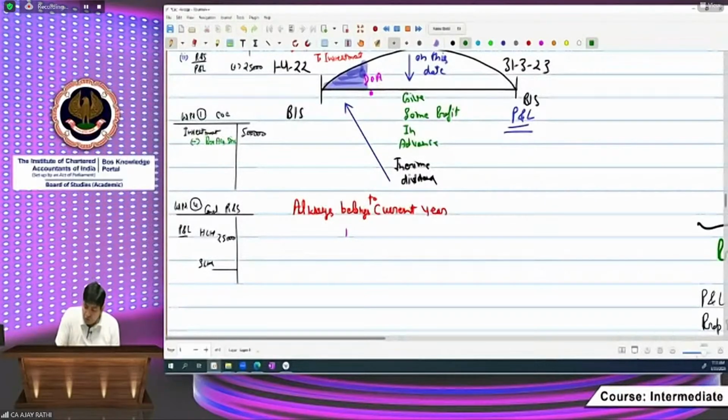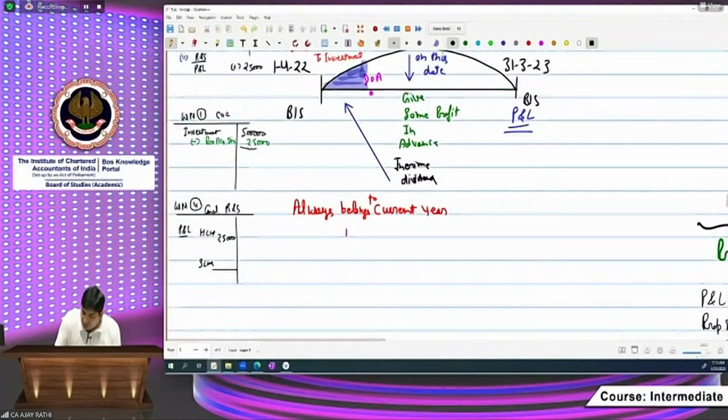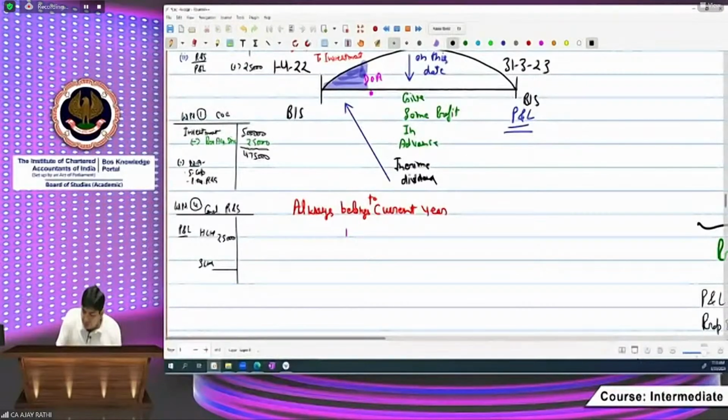Yes. So first we have to calculate the correct cost of investment, which is to be compared with the net assets acquired. So first we have to calculate this correct net cost of investment. That is 475,000. After that, we will be comparing it with the net assets acquired, that is the share capital and pre-acquisition reserves and surplus. After that, beta, we will be calculating the capital reserve or goodwill, whatever the case may be.